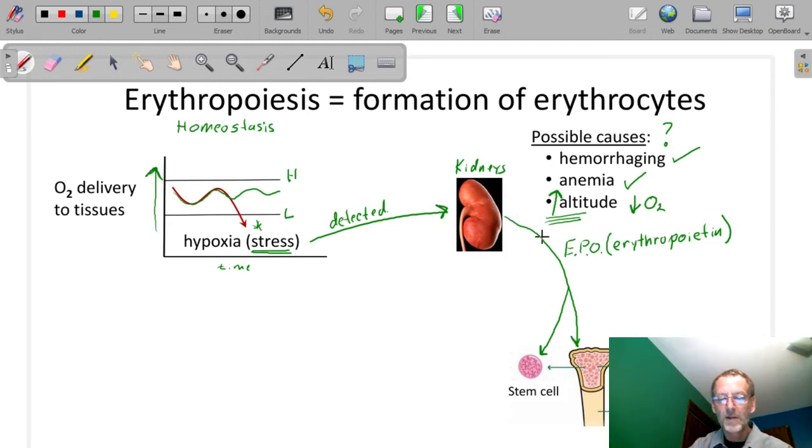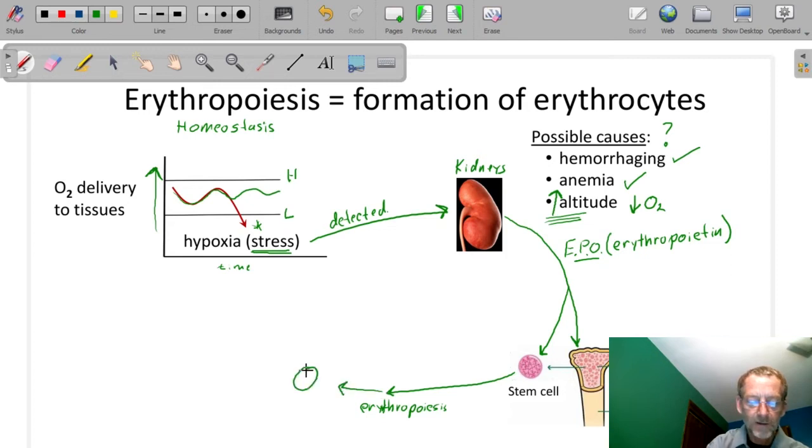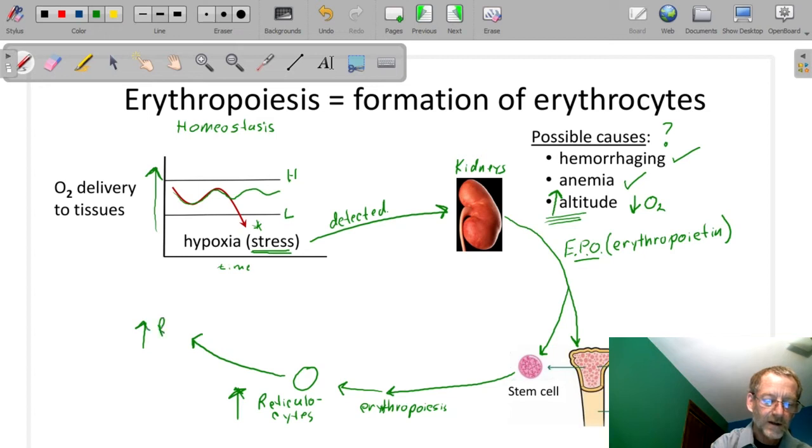And here we go. Kidneys releasing EPO. Targets the stem cells. And we've already been through this. The stem cells then go through this process. This is erythropoiesis. And they form, reticulocytes are formed. And then the reticulocytes develop into mature erythrocytes. So we would wind up with more reticulocytes. We'd wind up with more erythrocytes, red blood cells, and that would lead to increased oxygen carrying capacity of the blood.